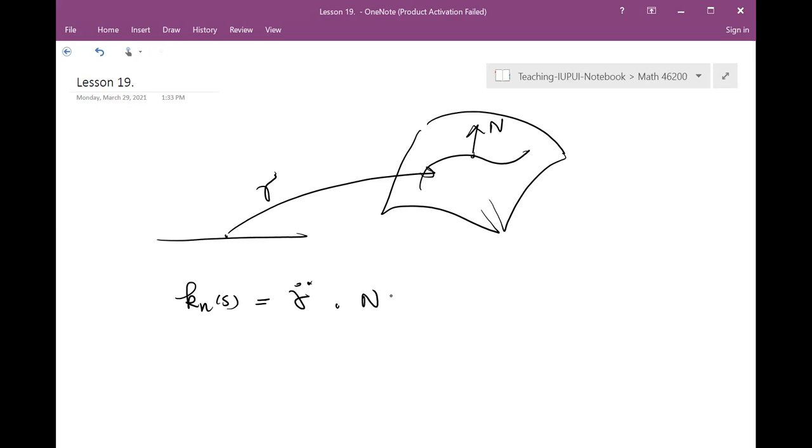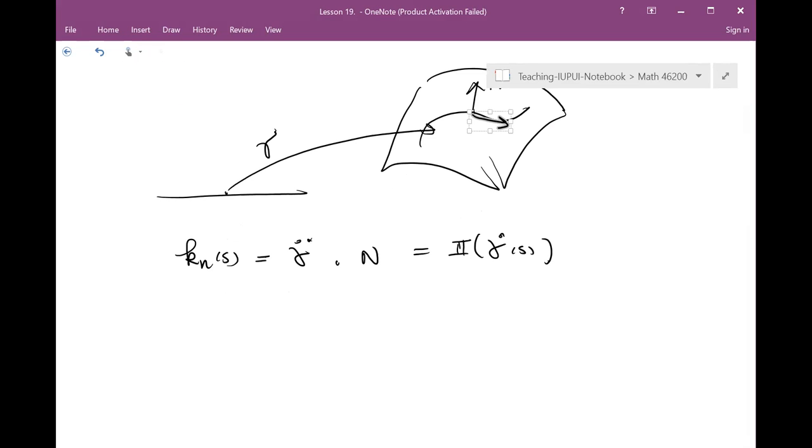So this turns out to be the value of the second fundamental form in this direction, the tangent direction. And what is the second fundamental form? What's the first fundamental form? Let's go to the second fundamental form.